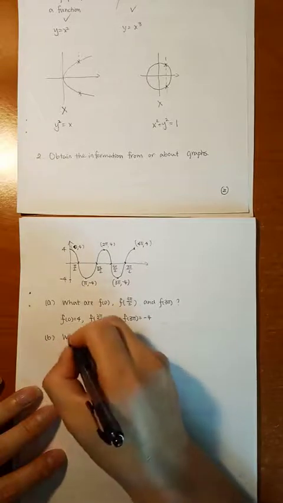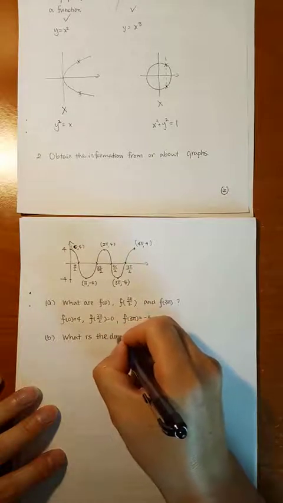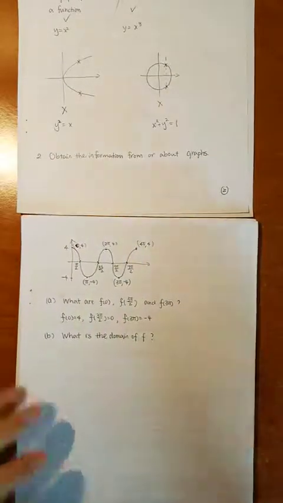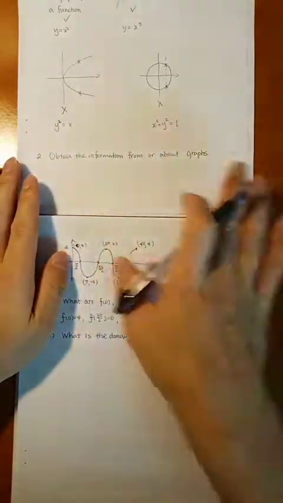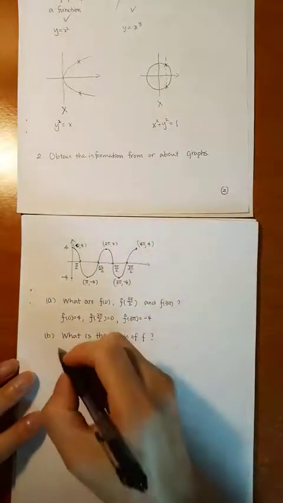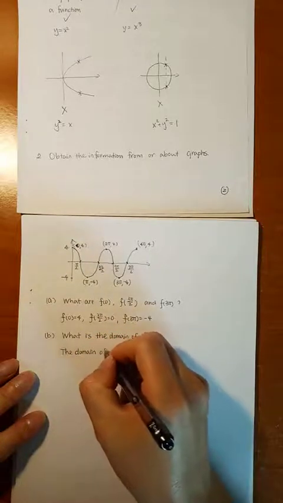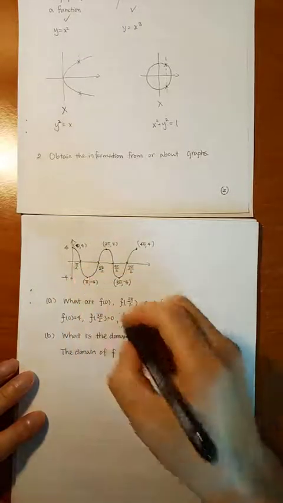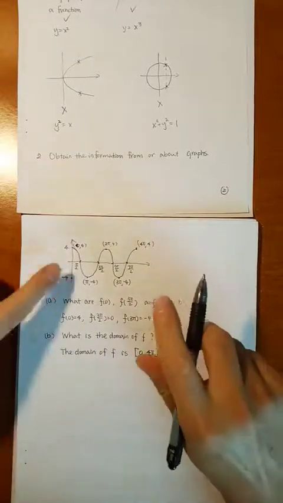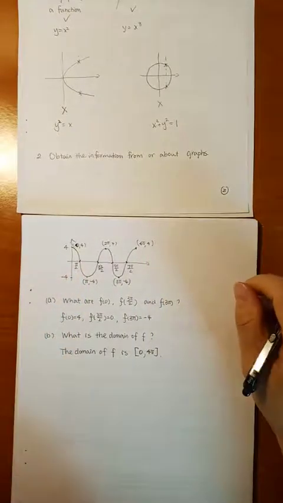What is the domain of f? The domain of f just means the possible values for the x, for the input. So the domain of f is from 0 to 4 pi. From 0 to 4 pi. So this is the domain of f.